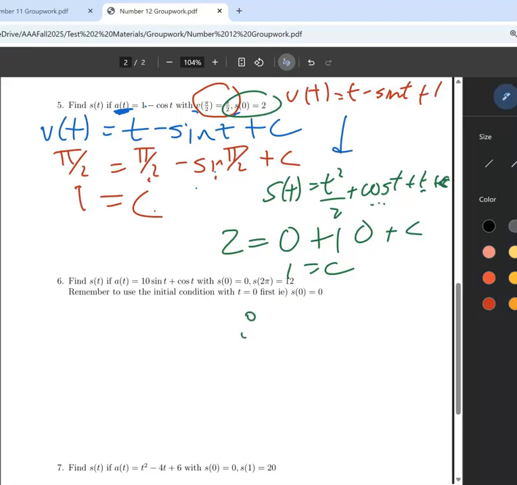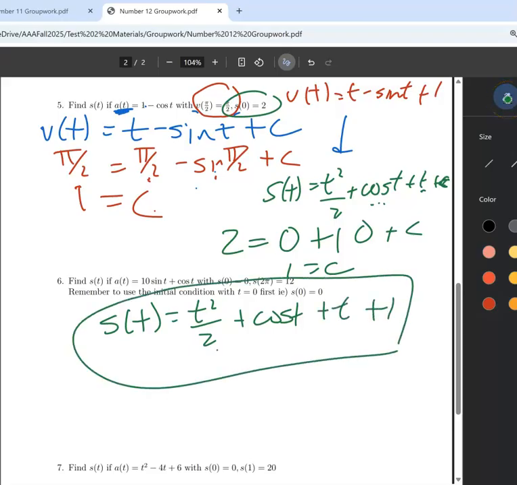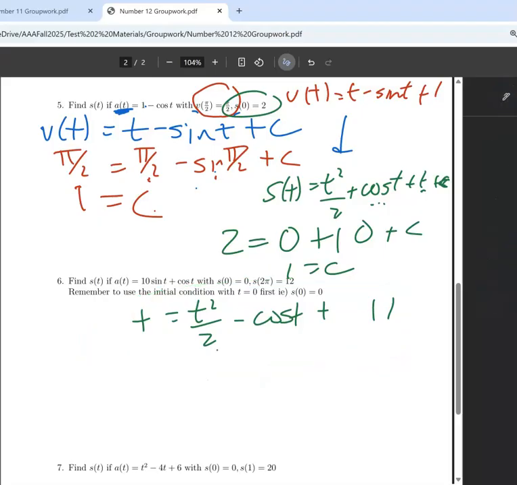So the final answer is s of t, not f of t. S of t is t squared over 2. Sorry, let me write it over further so we can get it all in one line. S of t is t squared over 2, plus cosine of t, plus t, plus 1. That's the position function. So that's using both pieces of information. All right, they get a little trickier, but you're up for this.